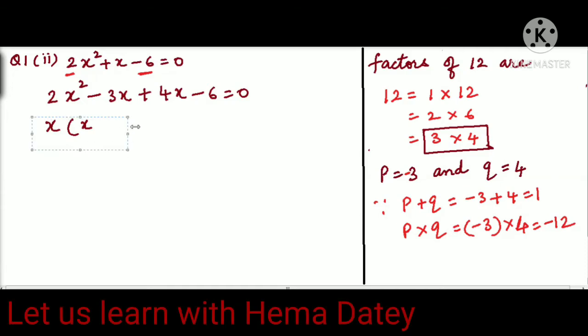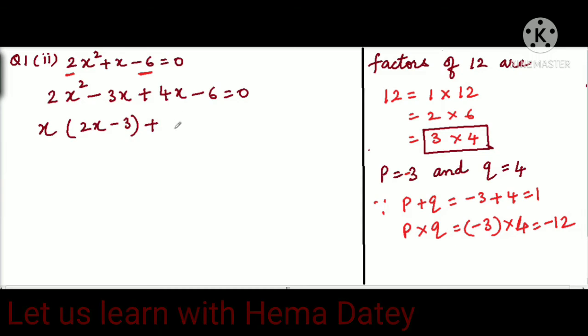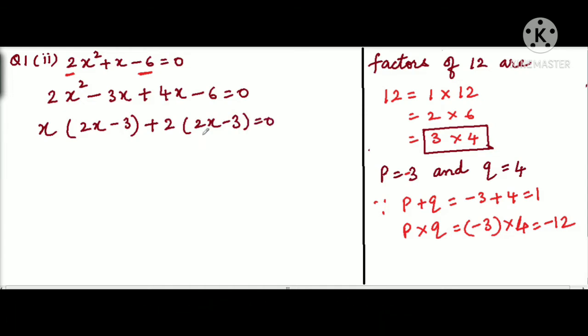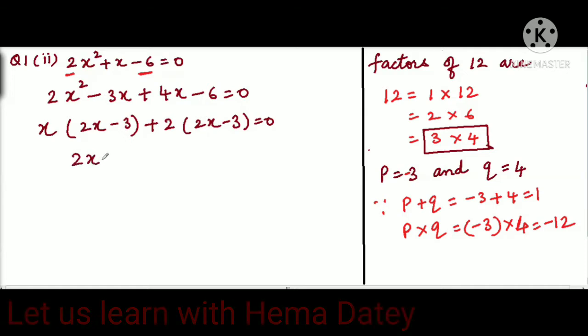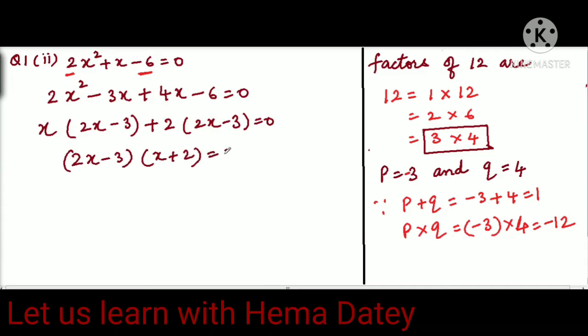Now we write 2x square minus 3x plus 4x minus 6 is equal to 0. Now from the first two terms, we will take x common. If we take x common, we'll be left in the bracket with 2x minus 3, plus from the last two terms, we'll take 2 common and we'll be left with 2x minus 3 is equal to 0. Now we have two terms and in both the terms 2x minus 3 is common. If we take 2x minus 3 common, we'll be left with x plus 2 is equal to 0.